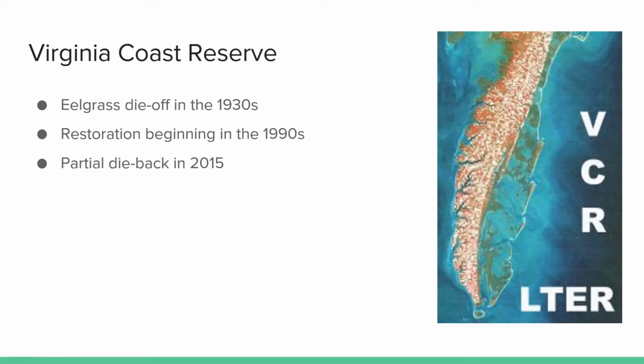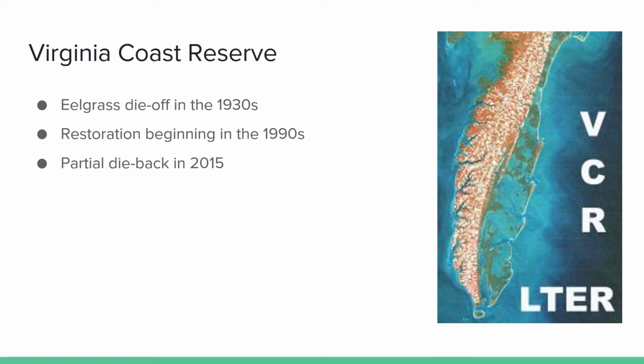I did my research at the Virginia Coast Reserve. This is an area off the eastern shore of Virginia consisting of different lagoons and barrier islands that are protected for conservation and ecological research. In the 1930s, there was a die-off of almost all the eelgrass in this area, which was caused by a disease that was going through the seagrass community and a large storm.